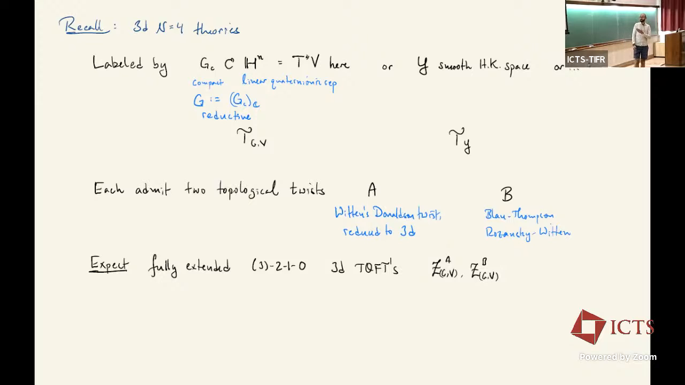One expects in either twist to get a fully extended 3D TQFT, or rather fully extended down, maybe well-defined on 3-manifolds. So this is why I call them 3-2-1-0 with the 3 in parentheses. The value on 3-manifolds may or may not be defined. But optimistically, we get a 3D TQFT out of either twist.